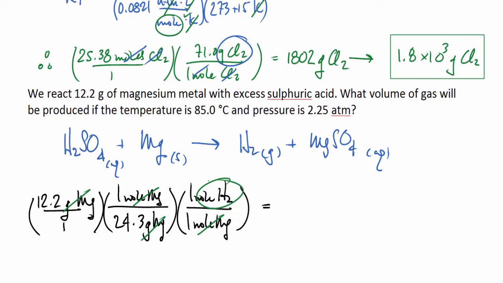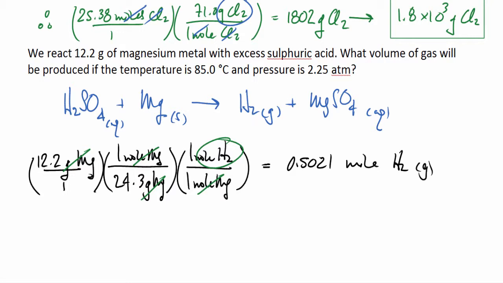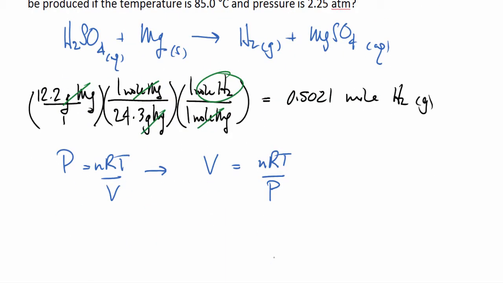Checking all the units, we wind up with moles of hydrogen at 0.5021 moles. We won't round now, we'll keep rounding for later on. So back now to the ideal gas law, solving for V equals nRT over P, and we'll just put in the values.